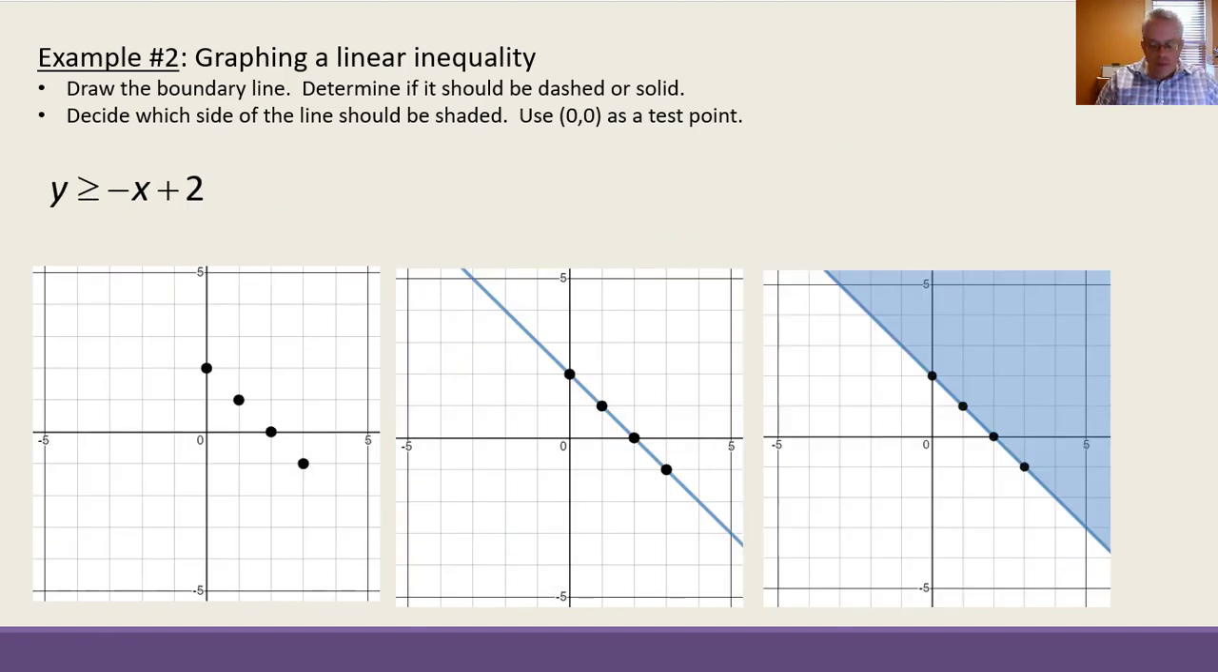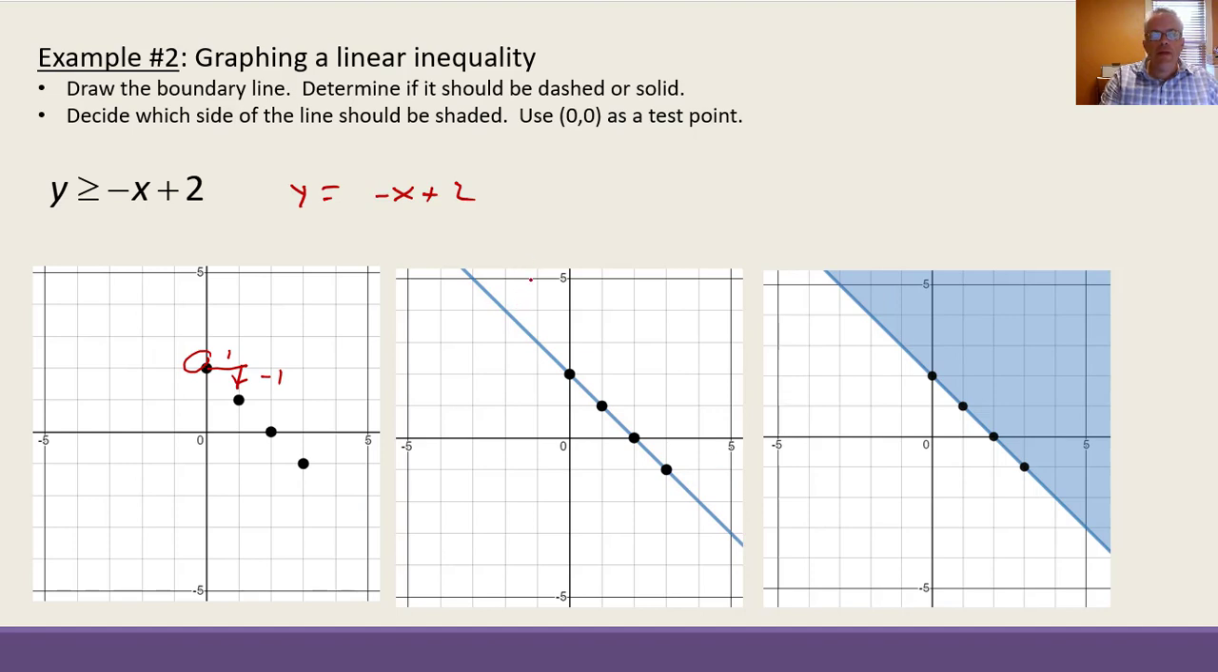Here's another example. This time we have y greater than or equal to minus x plus 2. Again, we start by graphing the boundary line. The y-intercept is 2. The slope is negative 1, so we go over 1, down 1 to get a few points, and then we draw the line.